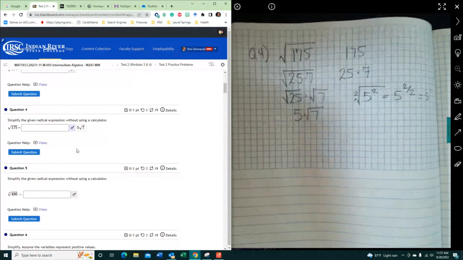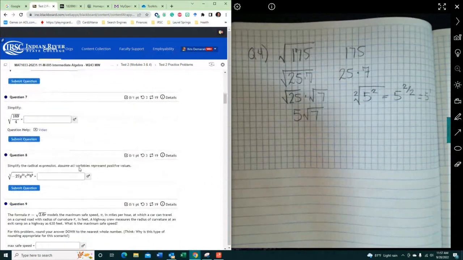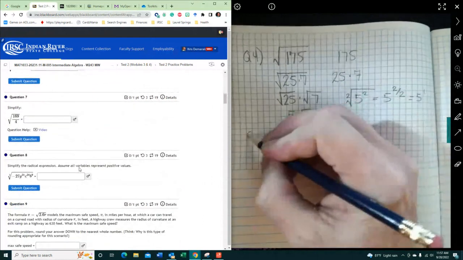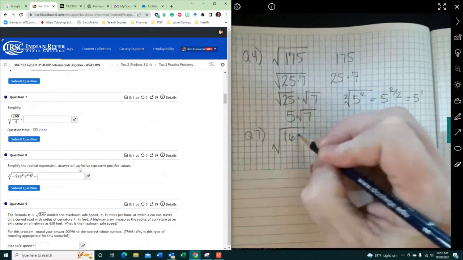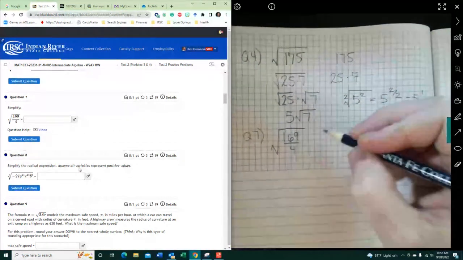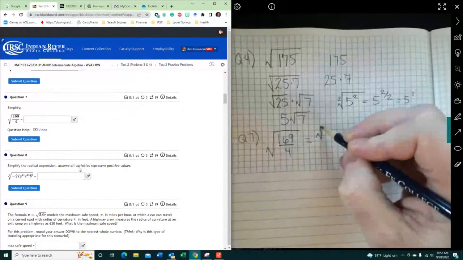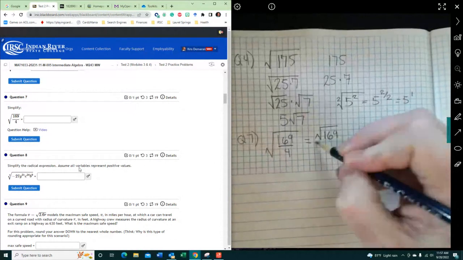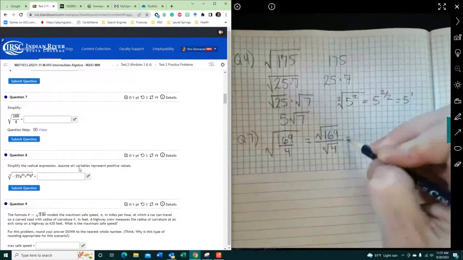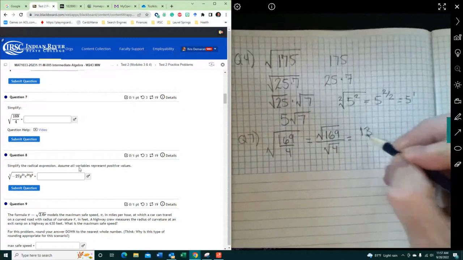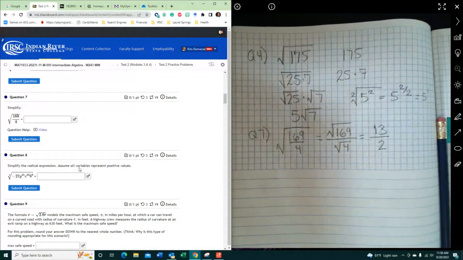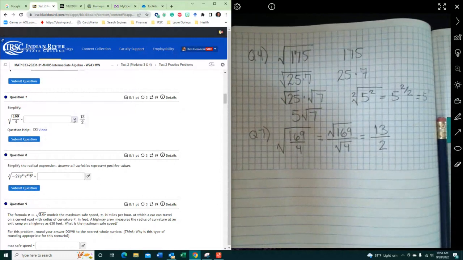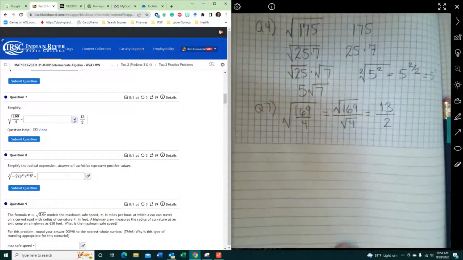So the next question we're going to look at is number 7. All right, so question number 7 wants us to simplify this. So we have the square root of 169 over 4. Well, when we do it like this, we can also separate them into this. And when we have that, we have 13 over 2, because the square root of 169 is 13. The square root of 4 is 2. So that's our answer. All right, not a big deal.